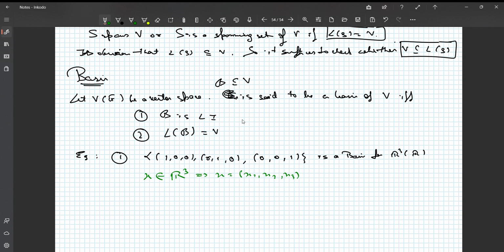So it has the x1 component with respect to the x-axis, x2 component with respect to the y-axis, and x3 component with respect to the z-axis. But obviously, we can write this as x1 times (1, 0, 0) plus x2 times (0, 1, 0) plus x3 times (0, 0, 1). So any element of this form is in the linear span of this set. Suppose this set we call B. Therefore, x is in the linear span of B. That is another way of saying R3 is a subset of the linear span of B, and that proves it.